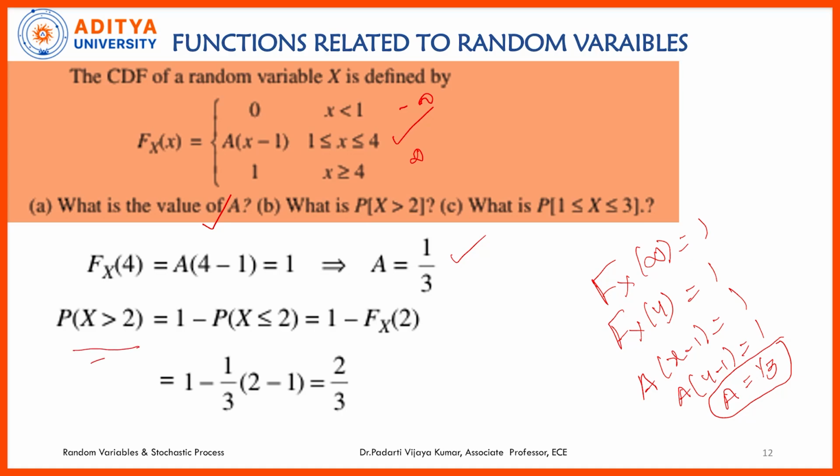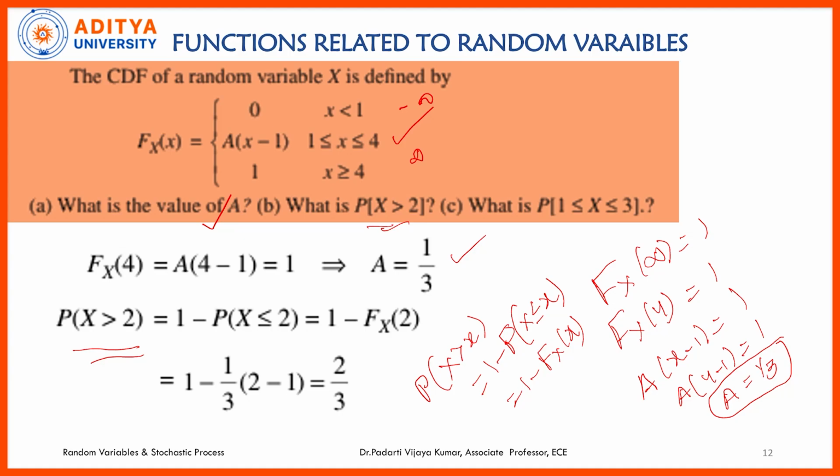One more problem is asked: the probability of x greater than 2. We know that the probability of x greater than x can be computed as 1 minus the probability of x less than or equal to x, which is nothing but 1 minus f x of x.